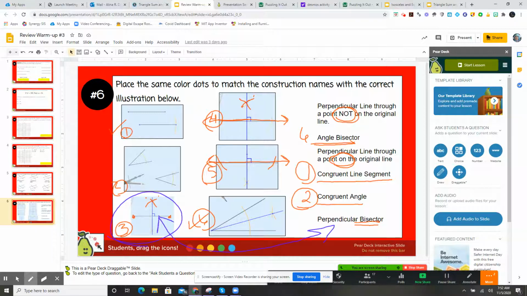Awesome. Line segment. I'm sorry, I can't see the chats. I can see that there are 2 chats. I just can't see what they are.